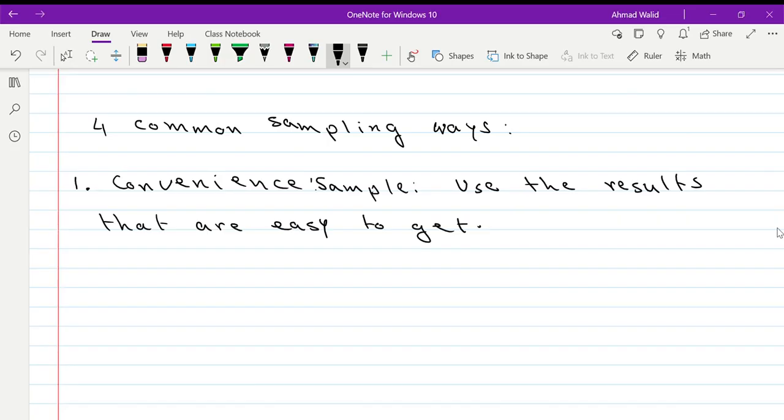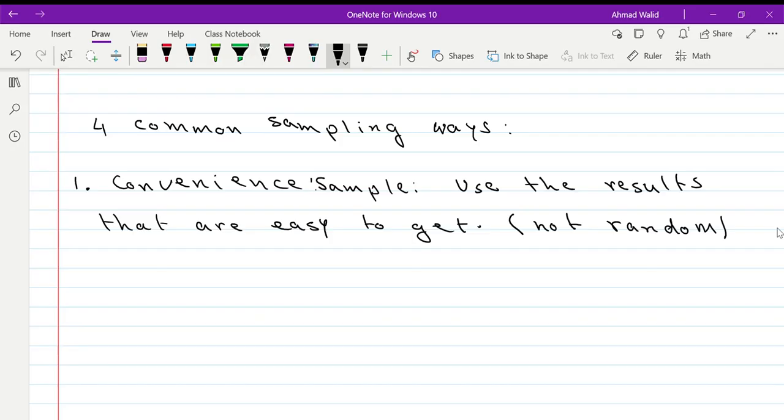Now, what is the bad part of convenience sampling? Convenience sampling is not random. That's the bad part. You can always choose convenience sampling. Just call the people you know and ask about something. It's convenient, but it's not random.